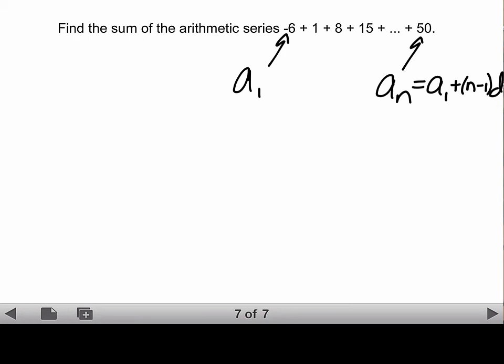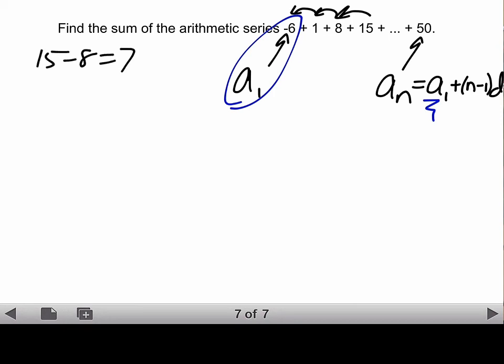I know a sub 1 is -6. I can pretty well figure out d, I think. Remember, d is what happens when I subtract a term from the next term. It's got to be backwards. Okay, that's how you get the common difference. So 15 minus 8 is equal to 7. That's the common difference, and I would say maybe 8 minus 1 is 7 to verify that it's arithmetic, but I was told it's arithmetic, so we're good there. Hey, what I just found out is that d is equal to 7.